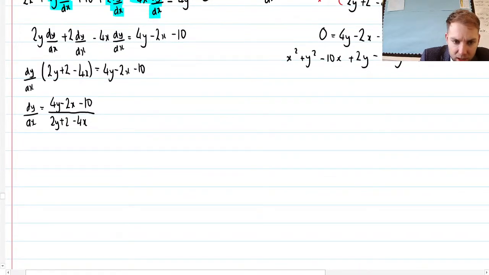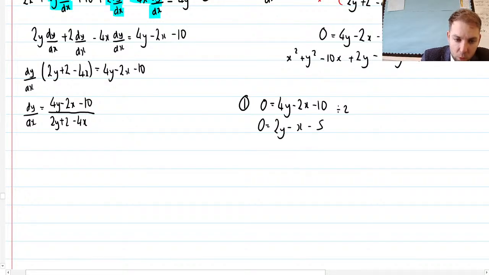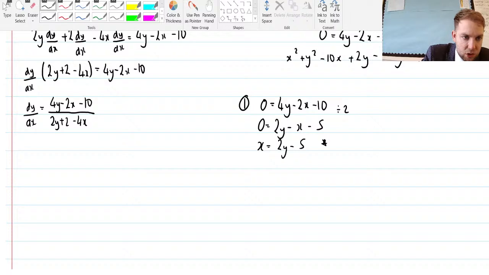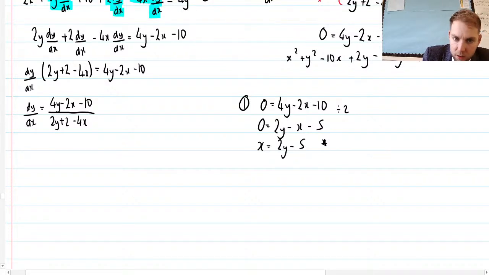So if I rearrange for x, let me just write this one down. I've got 0 is equal to 4y minus 2x minus 10. If I divide this by 2, I end up with 0 is equal to 2y minus x minus 5. So if I take the x over, I end up with x is equal to 2y minus 5. This is what I'm going to substitute into this equation here now.